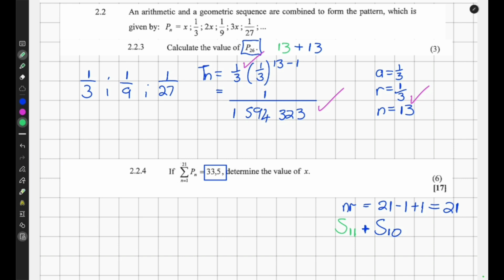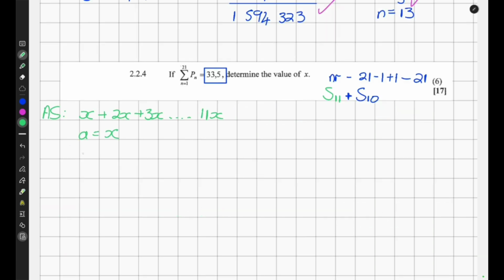What I would do first is I will definitely, again, write my patterns separate from each other. So my arithmetic series, my AS, is going to be equal to x plus 2x plus 3x all the way till the 11th term. And we figured out that this would just be 11x. So my A would just equal x, my D would equal x, and then n would equal 11. If I go over to the geometric series, that's going to be a third plus a ninth plus a 27th, and so on. And then there I can say that A is equal to 1 over 3, R is equal to 1 over 3, and n is equal to 10.